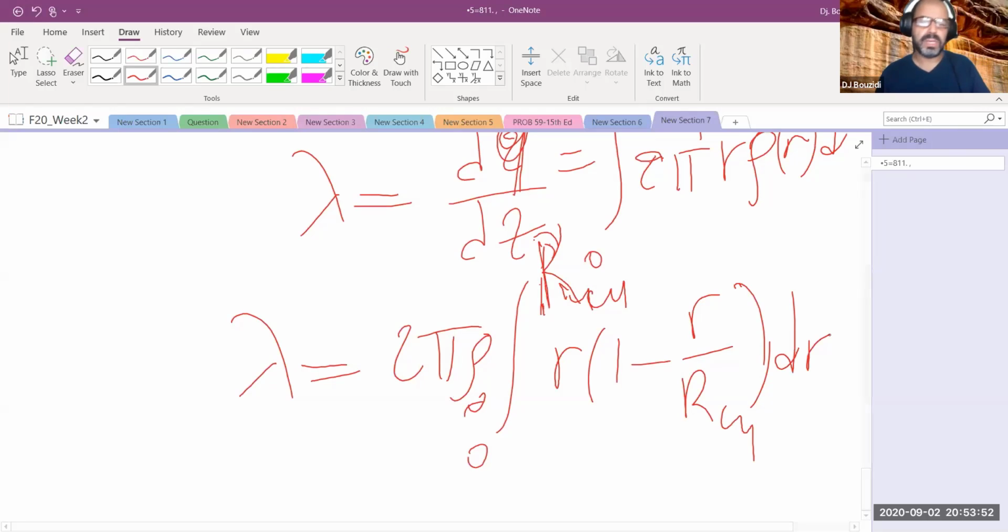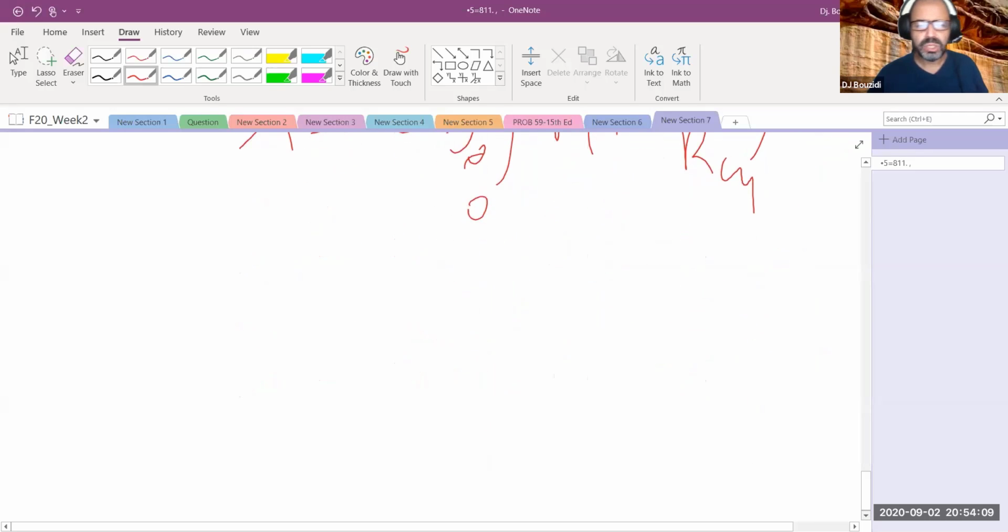And this is a simple integral. R times 1 is R. When I integrate, it's going to give me R squared over 2. And R times R is R squared. When I integrate, it's going to be R cubed over 3. And don't forget, I already have an R in the denominator in that expression. So this is how lambda looks when I actually do the integral.